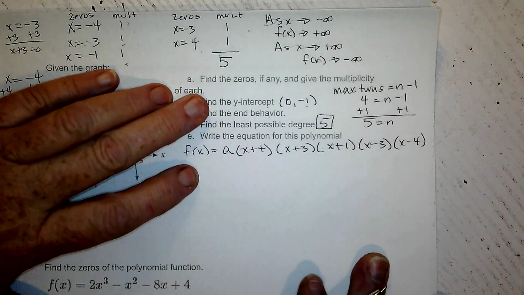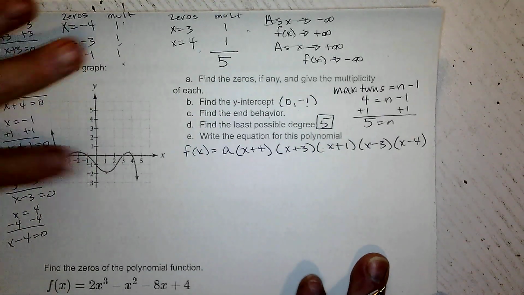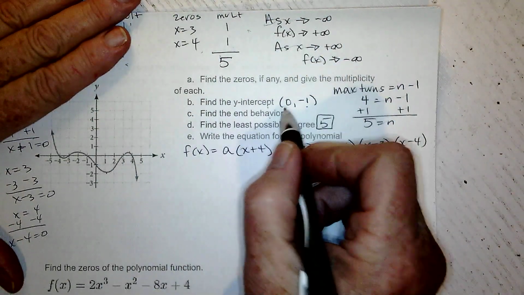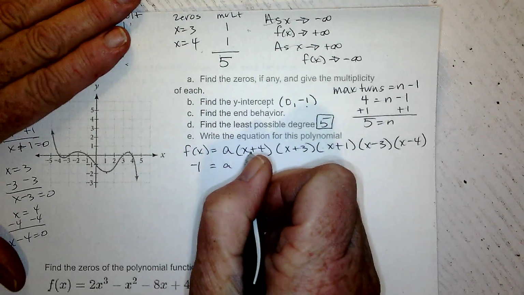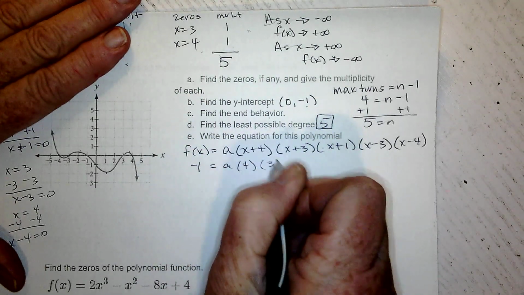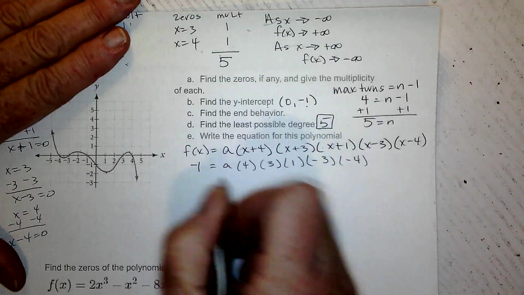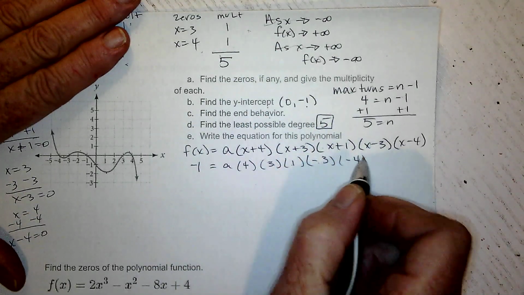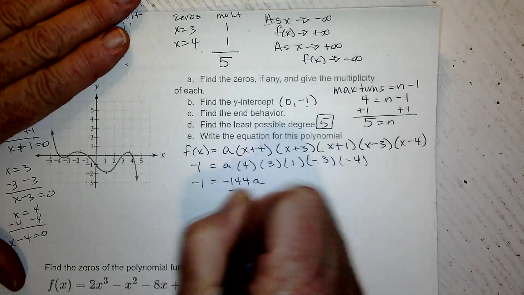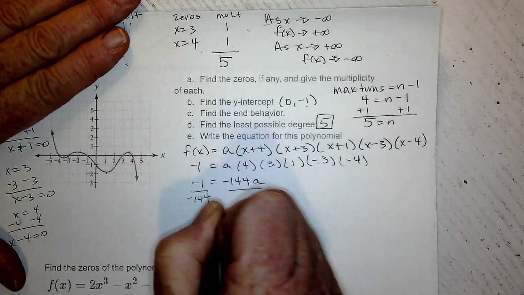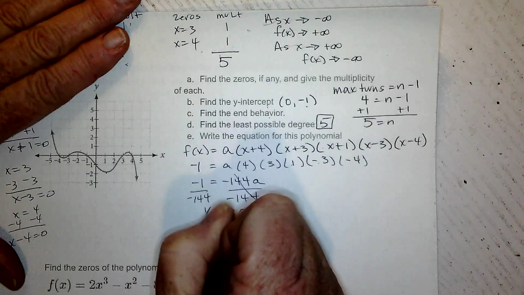We need to use our y-intercept. You can use any point, honestly, from this graph, but I like the y-intercept. Any of the zeros probably wouldn't be too bad either. Y-intercept is (0, -1). So -1 for my y, and all of my x's become 0. So this is 4, 3, 1, -3, and -4. Right? 12 times 12, so that's -144. Divide both sides by -144. And a is equal to 1 over 144.